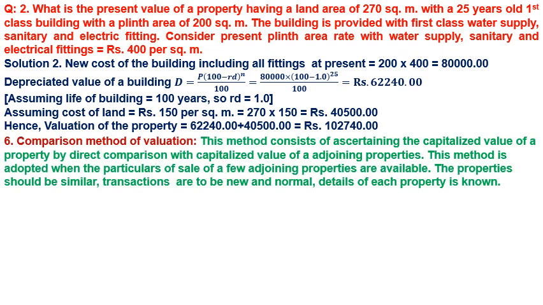Now the last method of valuation is the comparison method of valuation. This method consists of ascertaining the capitalized value of a property by direct comparison with the capitalized value of adjoining properties. This method is adopted when the particulars of sale of a few adjoining properties are available. These properties should be similar, transactions are to be new and normal, and details of each property are known.